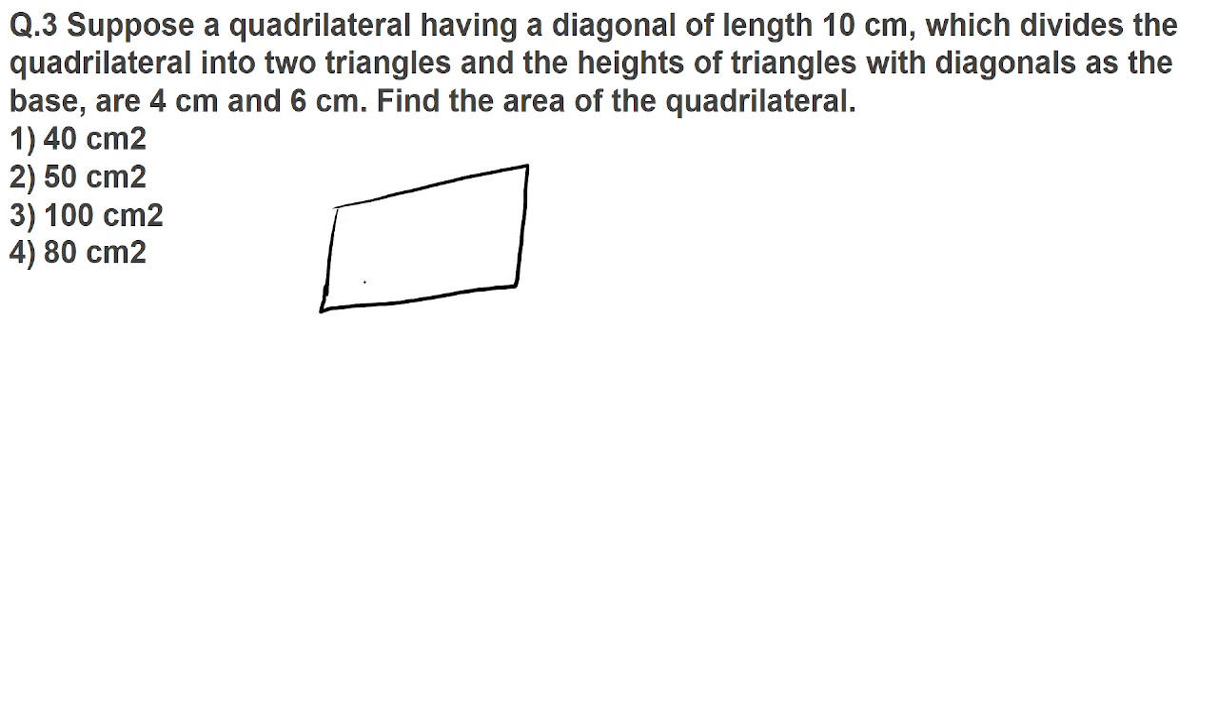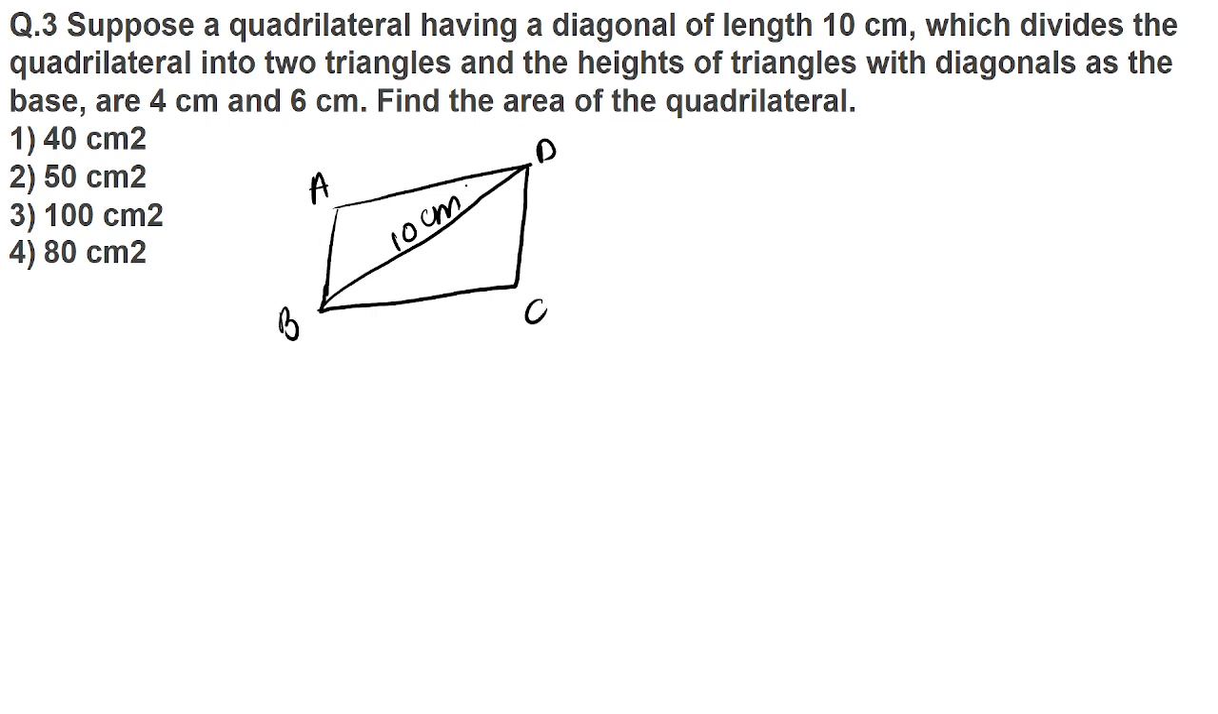Suppose this is a quadrilateral. In this quadrilateral, this is a diagonal. This is one diagonal. Now the diagonal's dimension is mentioned to you, 10 centimeter. Now this diagonal is actually dividing this quadrilateral, if you look carefully, into two different triangles.